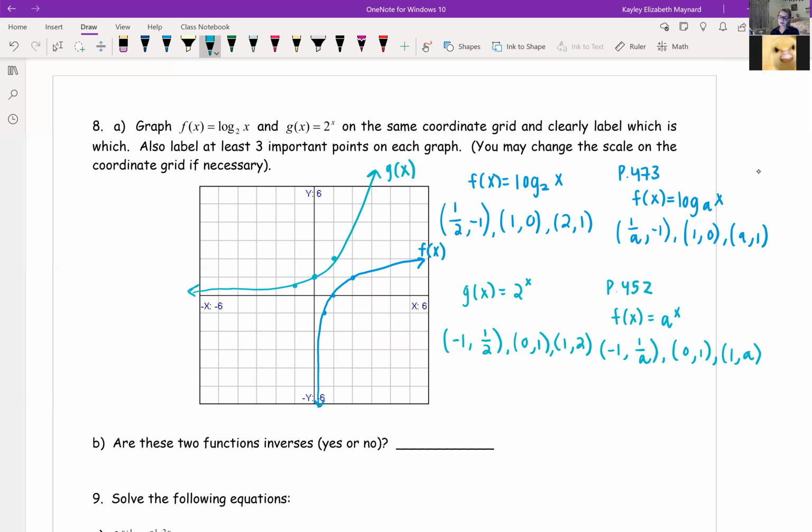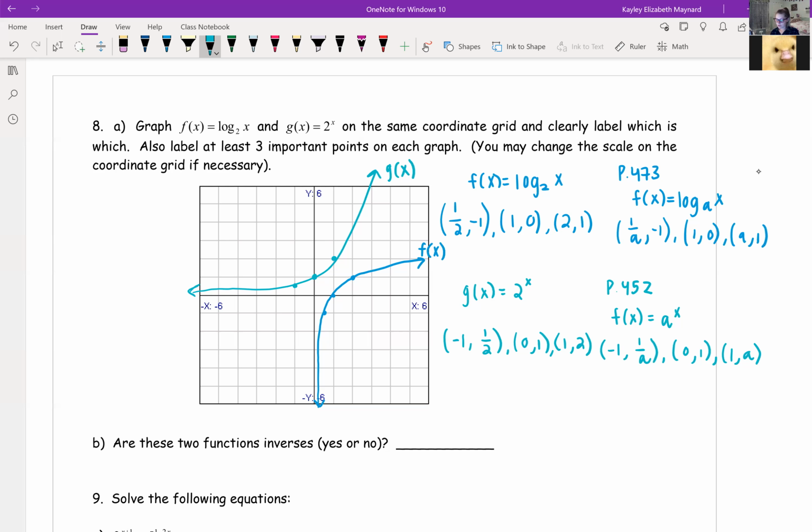So as long as you have an idea of what the general shape of an exponential is and what the general shape of a log is, and you've got those points and you know some basic properties, like you know that f of x shouldn't cross the y-axis and you know that g of x shouldn't cross the x-axis, then you're good to graph these.